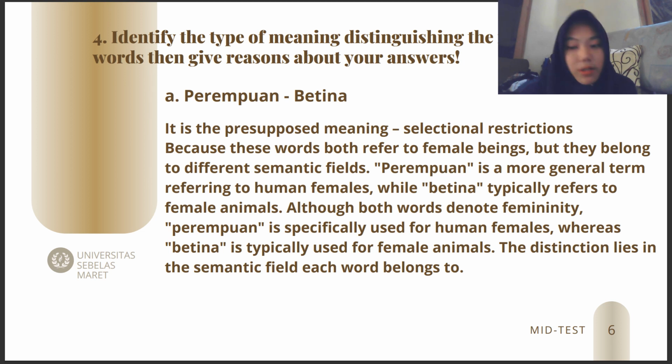Perempuan is a more general term referring to human females, while betina typically refers to female animals. Although both words denote femininity, perempuan is specifically used for human females, whereas betina is typically used for female animals. The distinction lies in the semantic field each word belongs to.